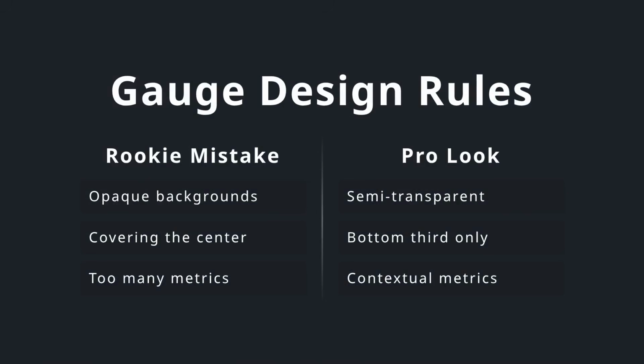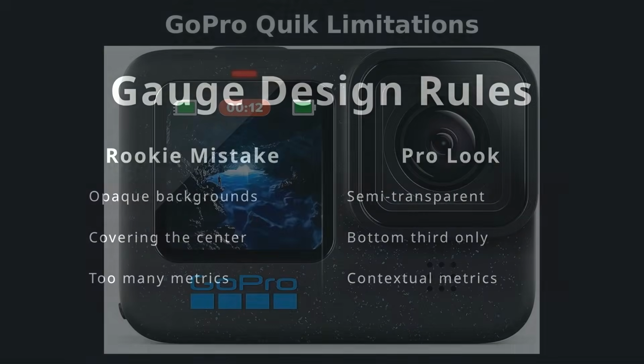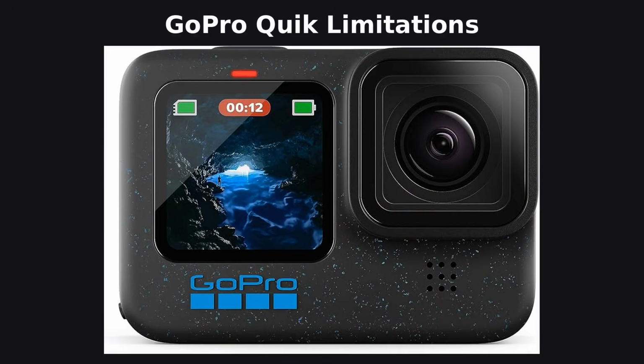Once synced, remember that less is more. Keep your gauges semi-transparent in the bottom third of the screen, so they don't block the actual ride. GoPro Quik overlays data automatically, but here's the catch: it only uses the camera's internal GPS. It won't connect to your power meter or heart rate strap.